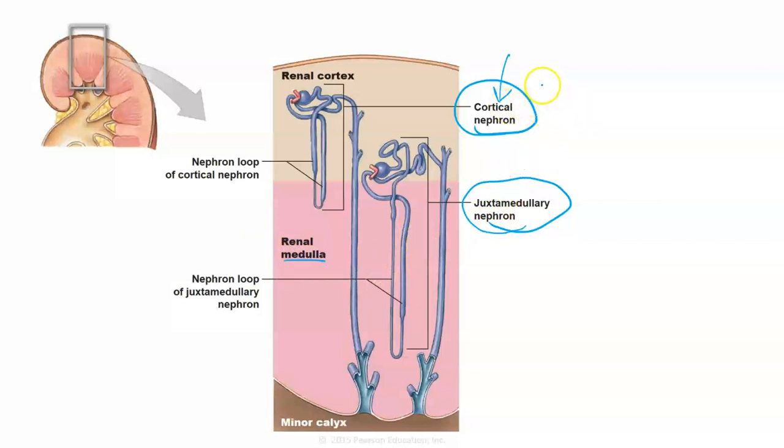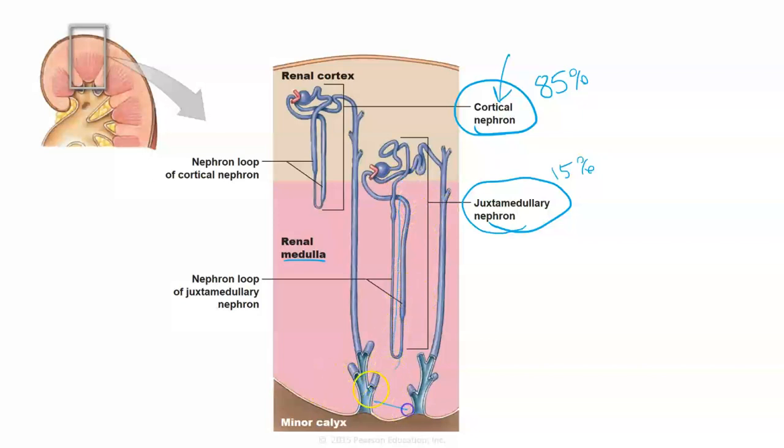The cortical nephrons are the ones that are more common. About 85% of all of the nephrons are cortical nephrons. Juxtamedullary nephrons make up the minority, but their feature is actually important. They sit right in the boundary between the cortex and the medulla, and they have a very deep nephron loop. And that nephron loop is going to play an important role in establishing what is known as the osmolarity gradient.